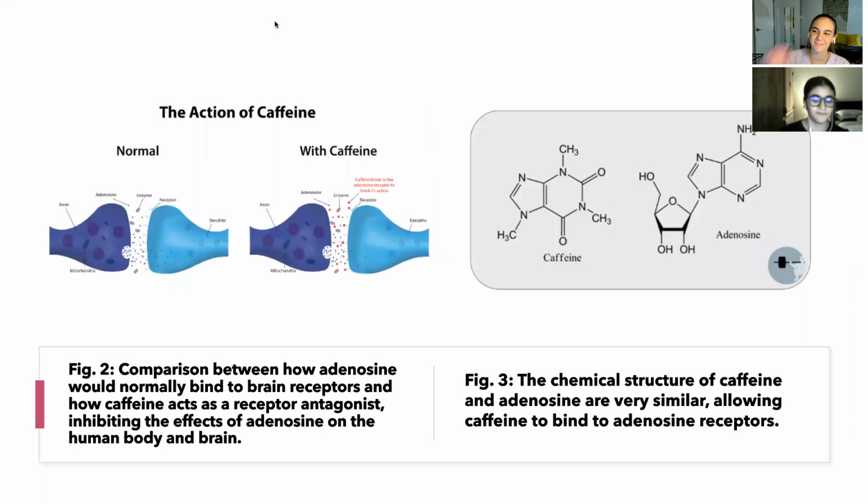In this slide on Figure 2, we compared the way that adenosine would normally bind to its receptor to how caffeine acts as a receptor antagonist, inhibiting adenosine's effect on the human brain and body. The third figure on the right points out the similarities between the chemical structures of caffeine and adenosine. These similarities allow for caffeine to bind to adenosine receptors, therefore inhibiting adenosine's effect on our bodies.